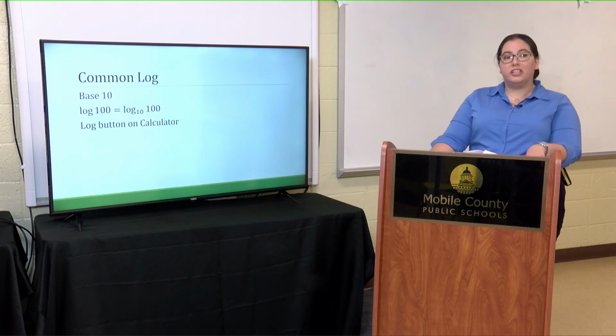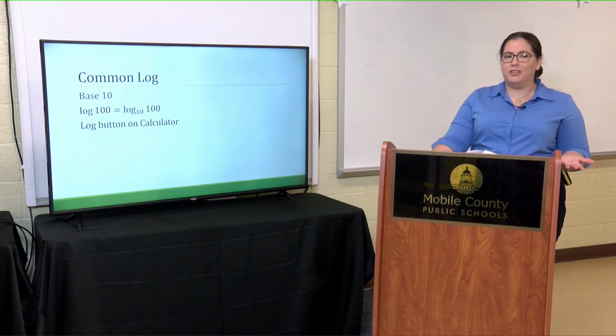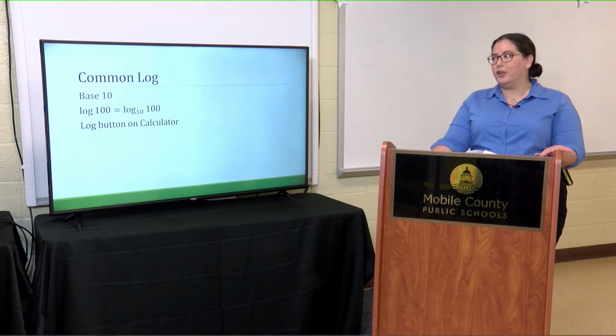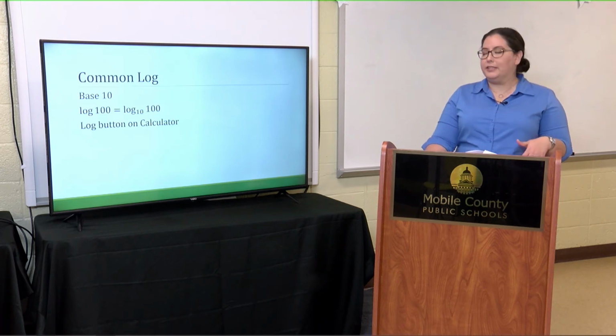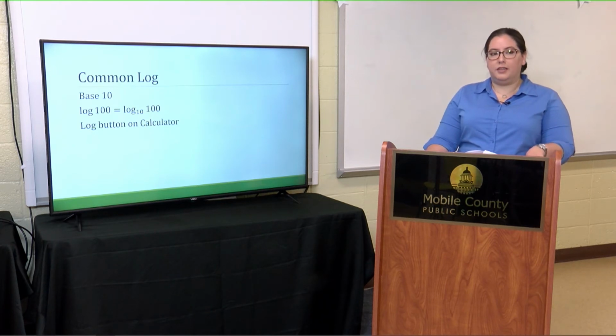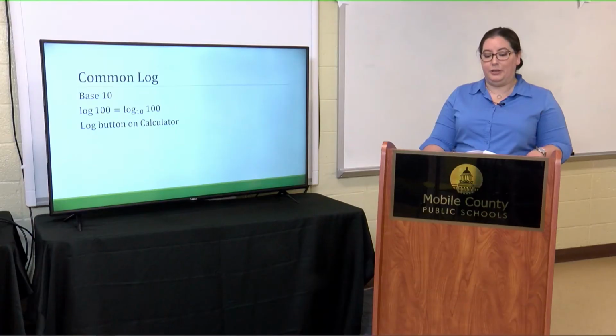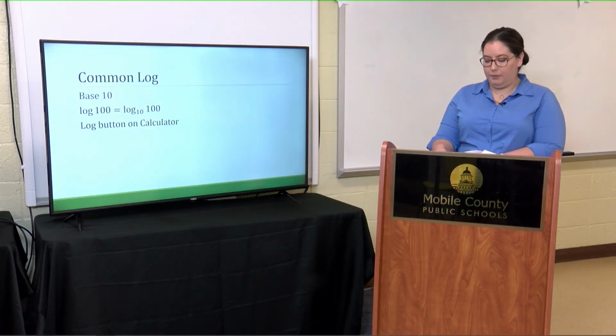Okay. And just in case you're wondering, I have this log button on my calculator, but it doesn't ever have a base. That's because the base is automatically assumed to be 10. So if you press the log button and 100, some of your calculators might be backwards. You might have to put the 100 in first and then log. I don't understand who made the rules for calculators, but you should get 2 because it's the same as having a base 10. Okay?